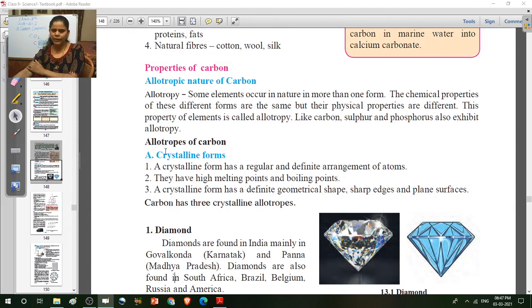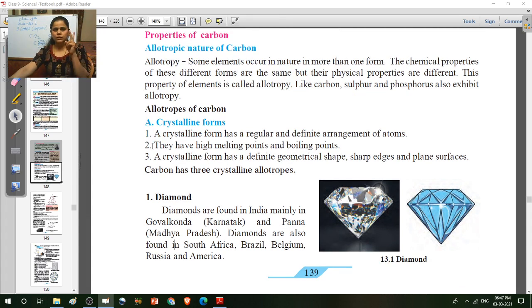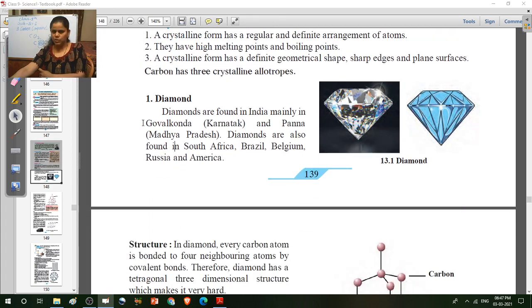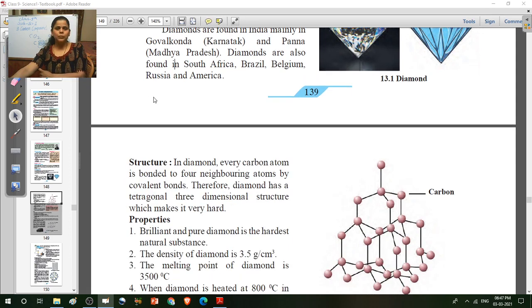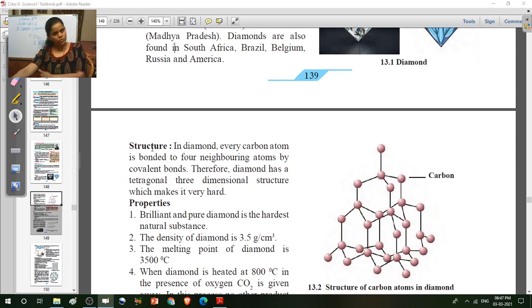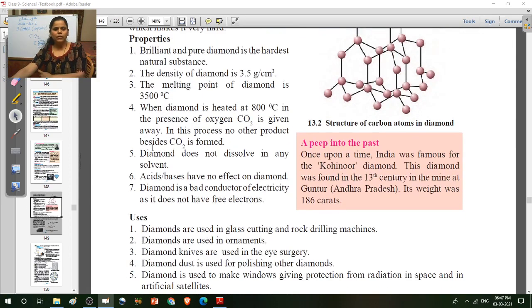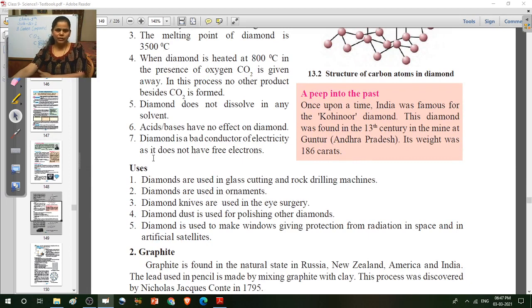Again I repeat it. We have studied allotropes of carbon. Number 1, crystalline form. The first form is crystalline form, and in the crystalline form we have studied the diamond. What is the property of diamond? What is the structure of diamond? Then uses of diamond. Clear?